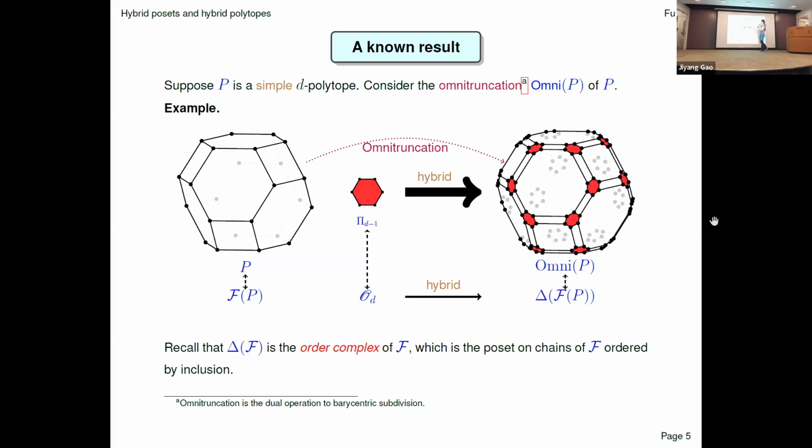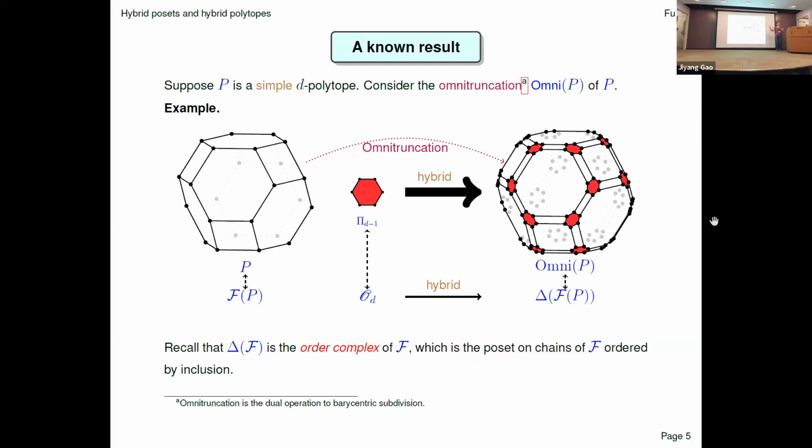So if I start with P, a simple T-dimensional polytope, I will consider its omnitruncation, which means you truncate all of its faces from the lowest dimension to its highest dimension. And again, here's the picture. If I start with P here, what I get is this one.